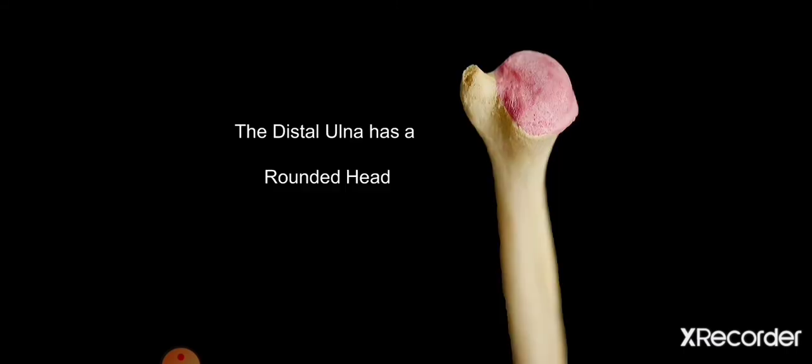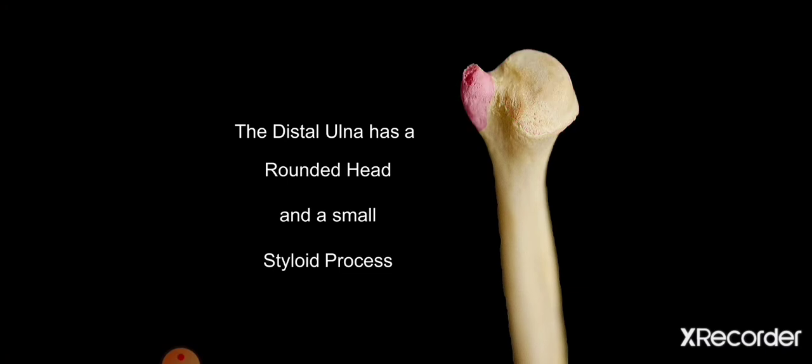So at the distal end, we have this rounded head. This rounded structure is known as the head of the ulna. It is articulating with the lower end of the radius and forms the inferior radioulnar joint, or we can say the distal radioulnar joint. Another structure at the lower end is this small process which is known as the styloid process of the ulna. So in the radius you also have a styloid process. In the ulna we also have the styloid process.